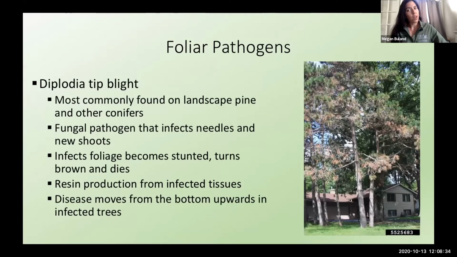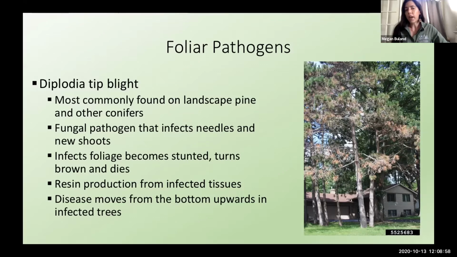And diplodia tip blight, switching gears just a little bit from hardwood trees with broad leaves to conifers. Diplodia tip blight is found in our area most commonly on landscape pine trees and other conifers. This isn't something you're going to see on your oaks or your maples or your dogwoods, but coniferous trees, pine trees, and others are susceptible to diplodia tip blight.